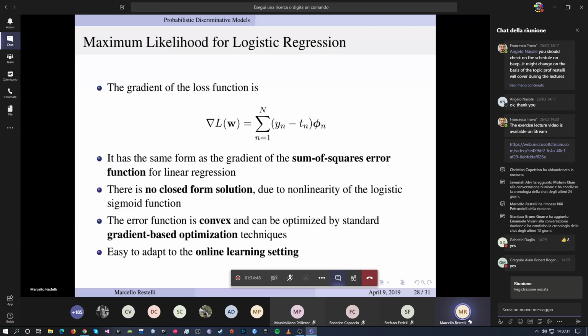Last time we talked about logistic regression. Sorry, can you mute the microphones? Okay.